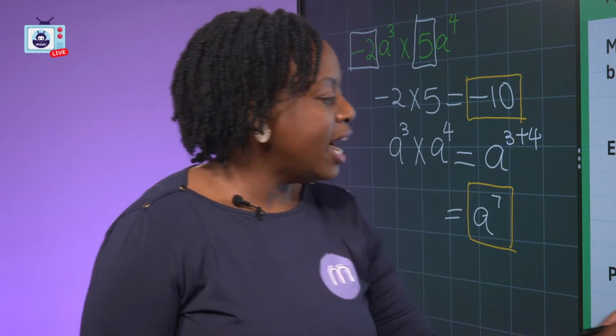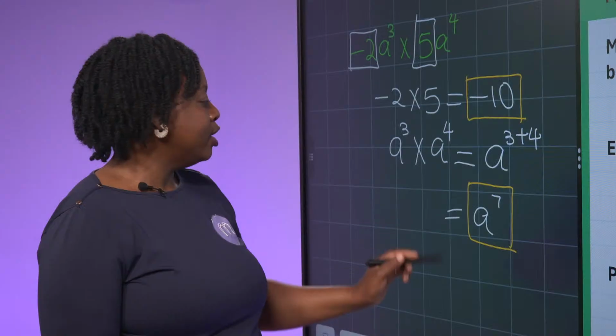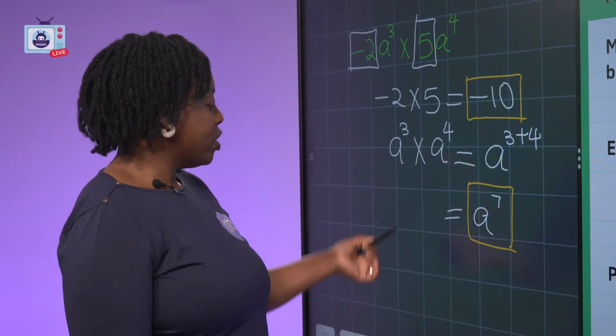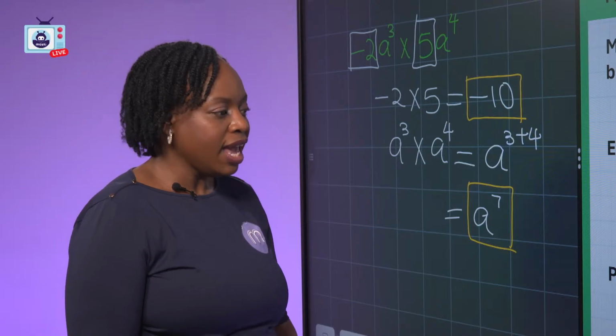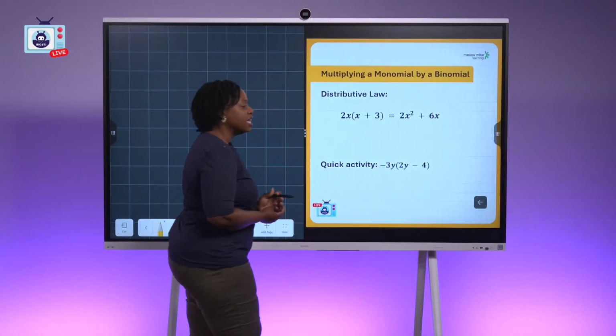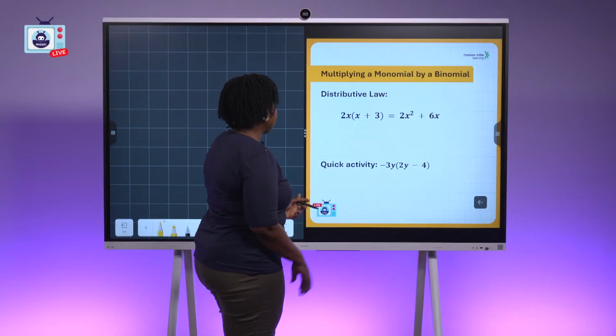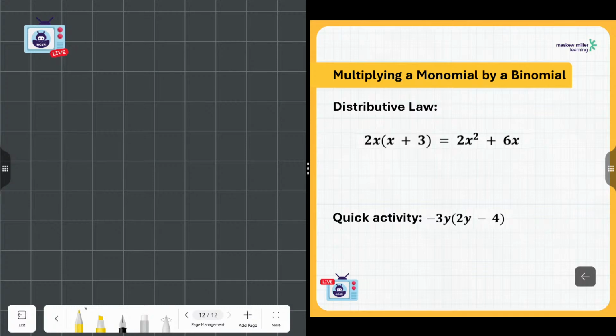So when you write your answer, it will be negative 10a to the exponent 7. But this is what you would have done to end up with the correct answer. I hope you guys are following that and you'll be able to do any other question that has something like that. Okay, so to recap again, remember we did the distributive law.